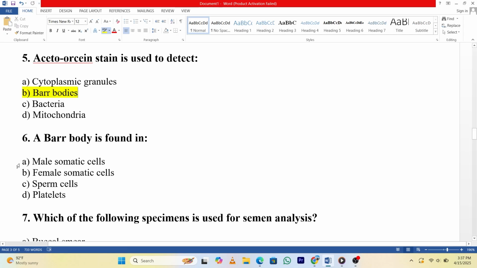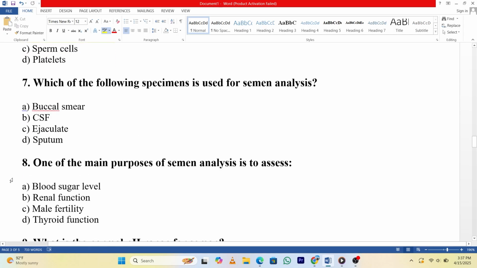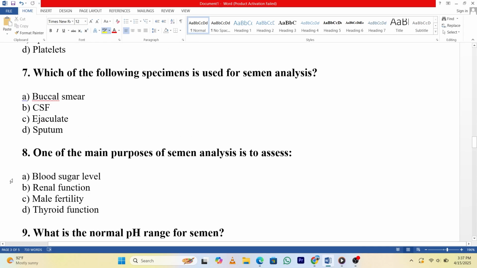6. A bar body is found in A. Male somatic cells. B. Female somatic cells. C. Sperm cells. D. Platelets. Answer: B. 7. Which of the following specimens is used for semen analysis? A. Buccal smear. B. CSF. C. Ejaculate. D. Sputum. Answer: C.